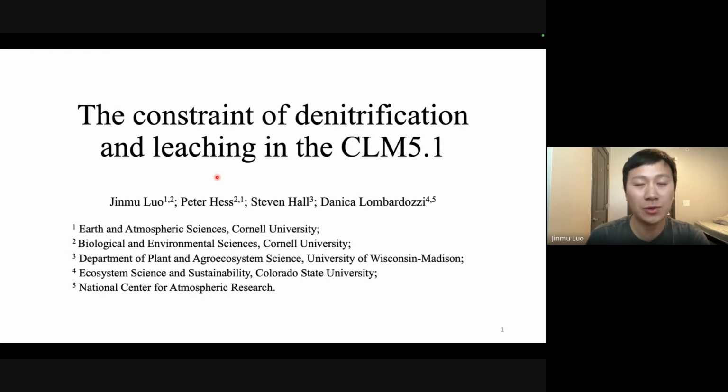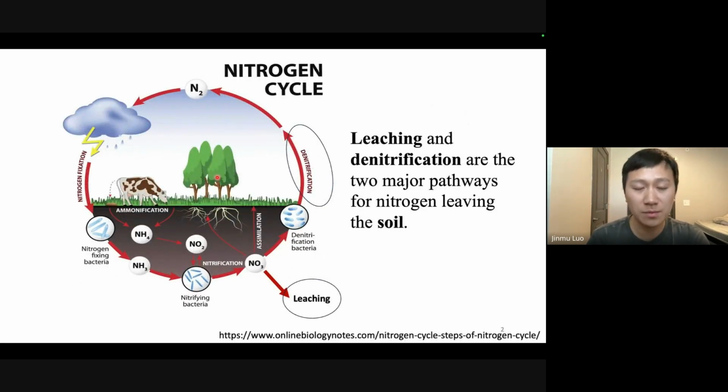Today I'm going to talk about my research on the constraint of denitrification and leaching in CLM5.1. Here is a little bit of background about the nitrogen cycle. This plot gives the major pathways of the nitrogen cycle in the terrestrial ecosystem. The major nitrogen inputs are nitrogen fixation and fertilization. These are two very important nitrogen inputs to the whole soil system. Other sources like nitrogen deposition are not as large, but may still be very important regionally.